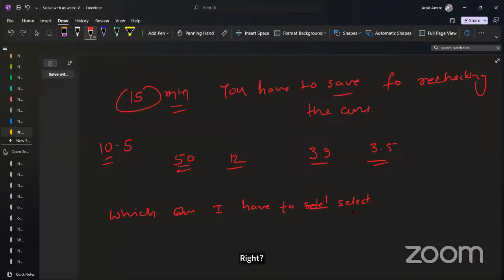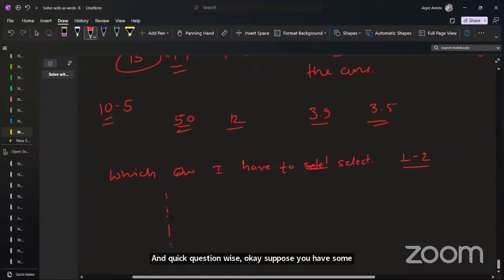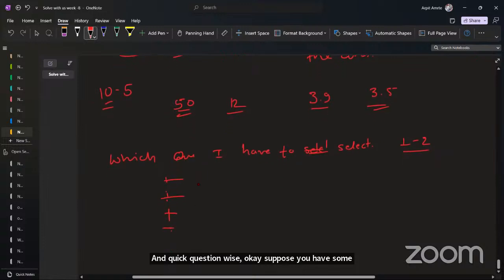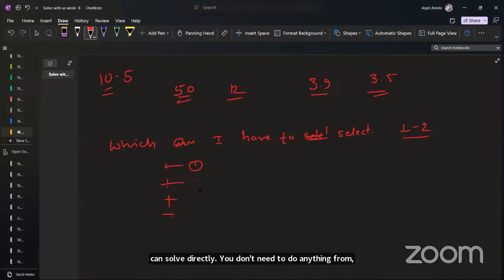Which questions do I have to select? For that I am saying, because you have only 10 questions now, give 1 to 2 minutes at the start of the exam. When you get your question paper, read all the questions and pick question-wise. Suppose you have some questions here, and you see which question is easy for you. Easy means that you can solve that question directly. You don't need to do anything special to solve it. Are you getting my point?